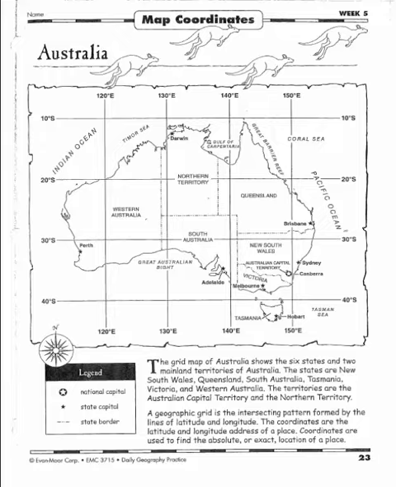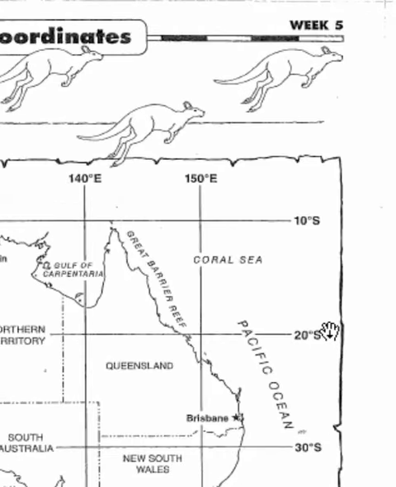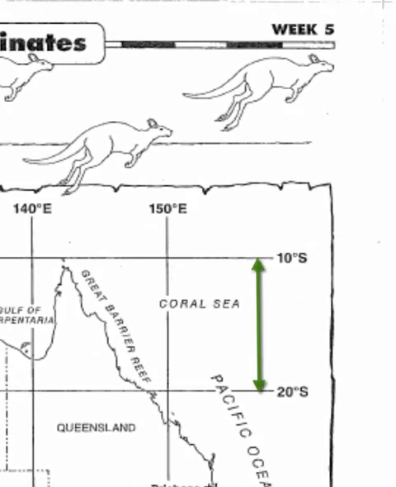Now, we are using Australia, and I want you to notice that we have lines of latitude, and of course they go from east to west, but I also want you to notice two things. One, there are 10 degrees in between each line. Also note that they are all labeled S, and that's because Australia is in the southern hemisphere, or south of the equator. So the first thing we establish is what's going on our map: there's 10 degrees in between each, and they are all labeled south for lines of latitude.